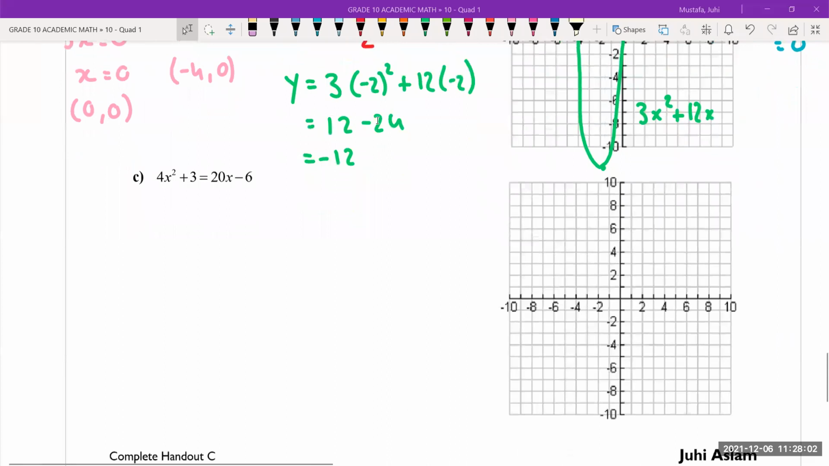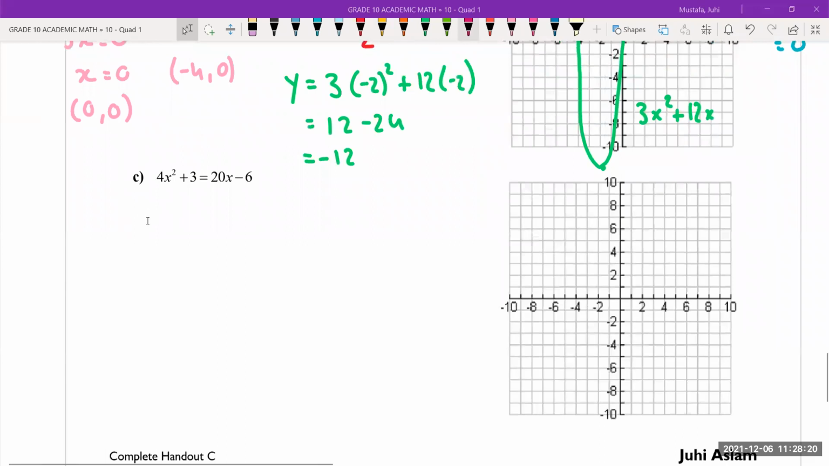Okay, so for the final question, I'm going to once again move everything over to one side and make it into standard form. So it's going to be 4x squared minus 20x, and then 3 plus 6 is 9, is equal to 0. And then I'm going to factor this.